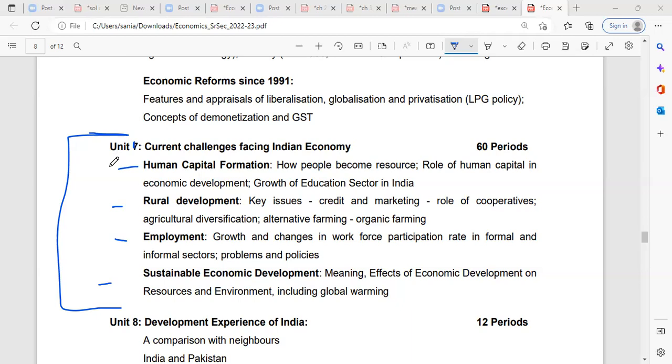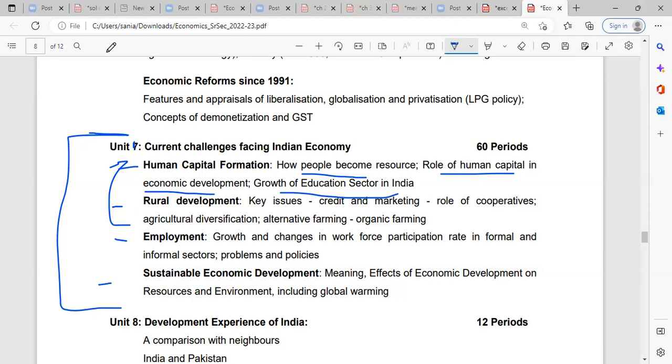So in 3 classes, we'll try to cover 2 chapters. You can see the topics. First, how people become resource. Then role of human capital in economic development. Then growth of education sector in India. Only 3 topics you have to cover in the first chapter, so it's very easy. We can cover 3 topics in one class, right? Not in one class, even in 2 classes, we'll just do it.